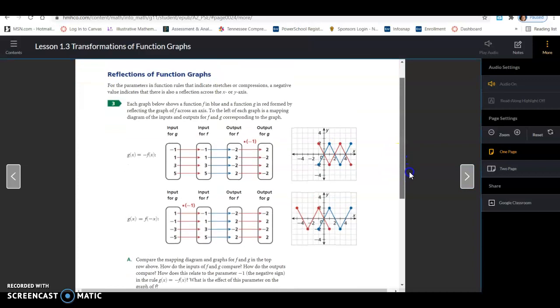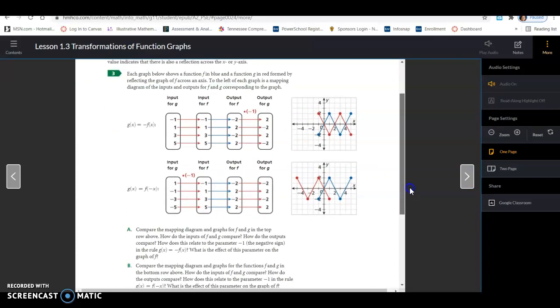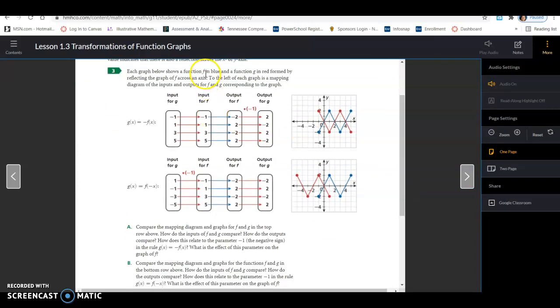Last thing is going to be reflections. Same kind of thing. We've got our function f in blue and g in red. If we have negative f of x, that's your y value. So we're going to do negative f of x. Here we've got the same inputs, and then we're going to do negative 2 times negative 1, 2 times negative 1, and so on.